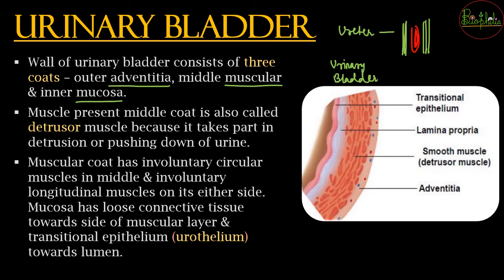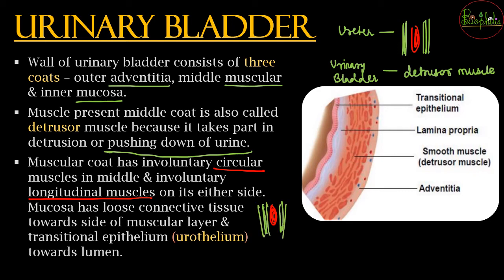Whereas once you go into the urinary bladder, the urinary bladder is going to have muscles which have a special name, and this special name is called the detrusor muscle. This detrusor muscle is going to take part in pushing down the urine, that is called detrusion. Because the process done by these muscles is called detrusion, that is pushing down of urine, it is the name of that muscle. So this muscular coat is going to have the involuntary circular muscles in the middle and involuntary longitudinal muscles on either side. Similar to ureters, जैसे बीच में होंगे circular muscles and both sides are going to have the longitudinal muscles. So that is also the case for the urinary bladder.